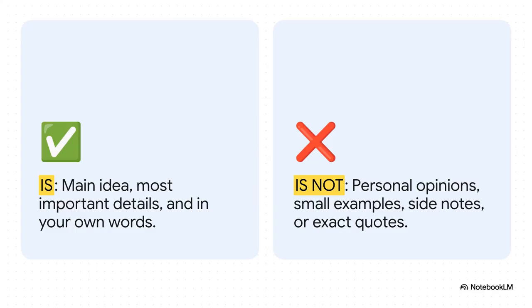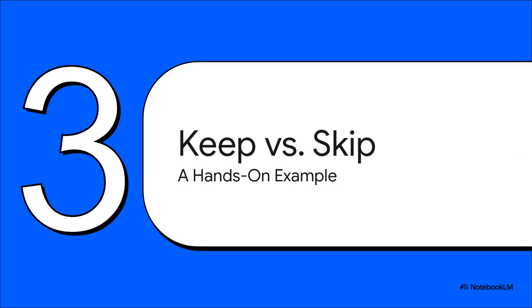And this is where it gets super clear. Look at these two columns. On one side, you've got what a summary is: the main idea, the important stuff, in your own words, and on the other, what it isn't. This is crucial. It's not the place for your personal opinions or tiny little side notes or just pulling in exact quotes. The big takeaway here is that you're supposed to be an objective reporter of the text's core message, not a commentator.